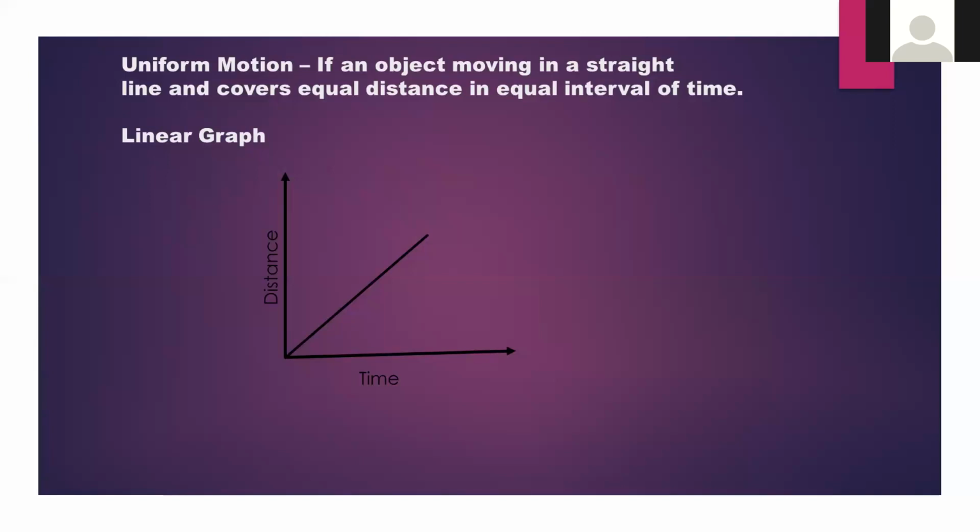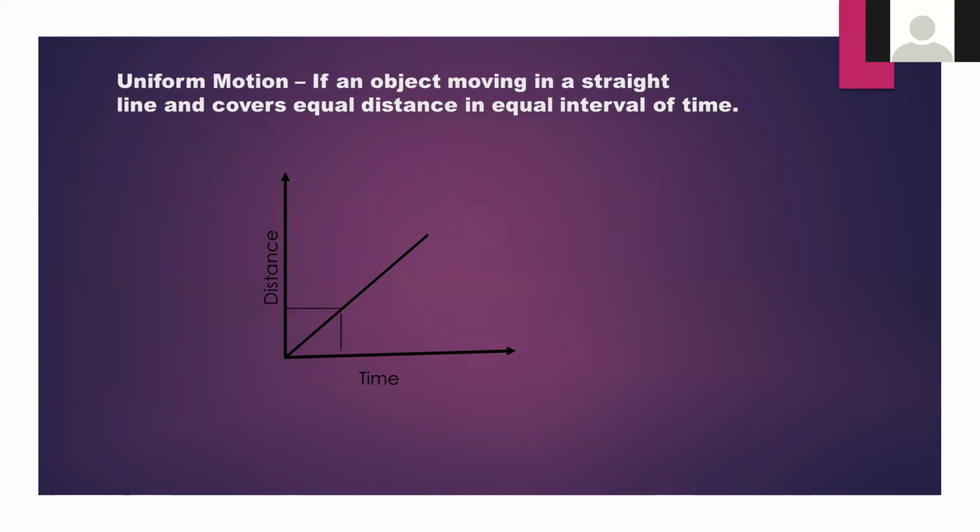Okay, if an object moving in a straight line covers equal distance in equal intervals of time, it means that in the next 5 seconds the same distance will again be covered. First we have taken 5 seconds. Within these 5 seconds the distance covered is 10 meters. In the next 5 seconds again the distance covered is 10 meters. It means equal distance in equal interval of time. The distance is 10 meters in each interval. So equal distance in equal interval of time, this is called uniform motion.